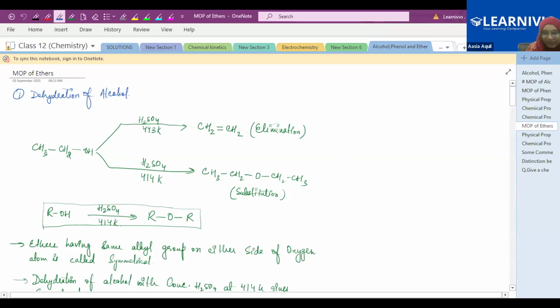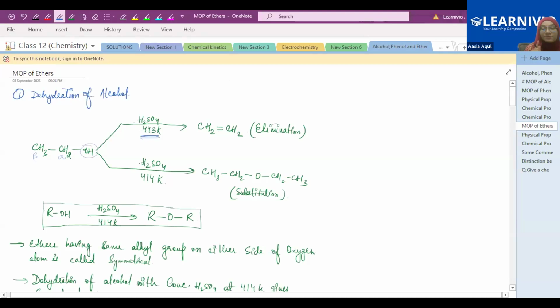See this reaction, CH3CH2OH, a primary alcohol. We take the primary alcohol and add H2SO4, sulfuric acid, but the temperature here is 443 Kelvin. It's quite a high temperature, so the elimination reaction will occur. From the alpha carbon the hydroxyl group will be removed, and from the beta carbon one hydrogen will be removed, and it will give you CH2=CH2, which is the alkene.